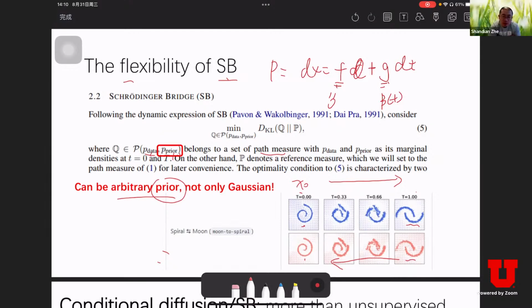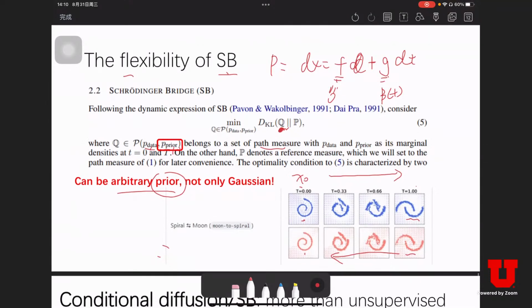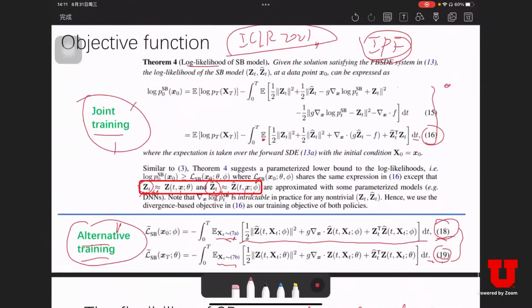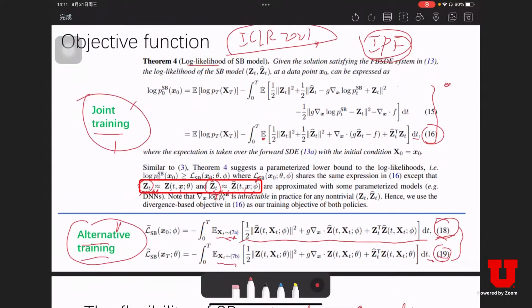If it is simple, what's the benefit? Is the benefit the computation of this bridge? Yeah. If your f is 0, and because we want the final SDE we want to learn to also be simple. So if we set f and g simple, the training about this loss, the alternative loss or the joint loss, will be easier.